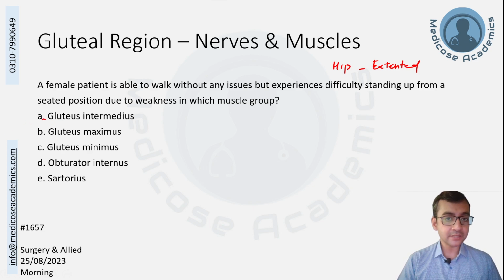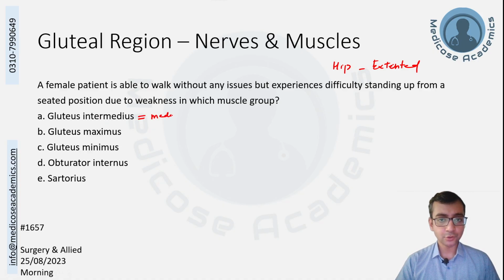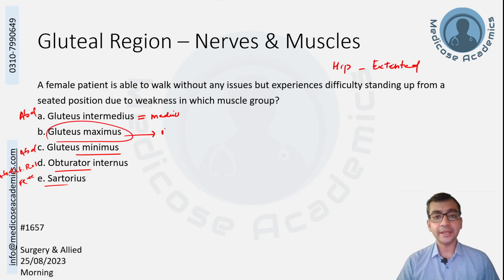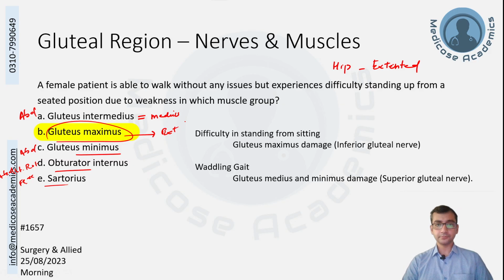Gluteus intermedius does not exist. Minimus and medius, okay, or preferably the term that is used is gluteus medius. So gluteus medius and gluteus minimus are both abductors. Obturator internus is a lateral rotator and abductor, and sartorius is a flexor. So we are only left with gluteus maximus, that is one of the chief extenders of the hip joint.